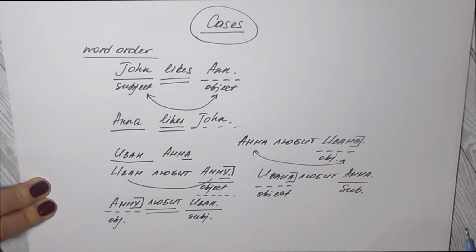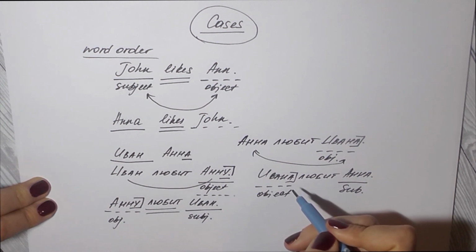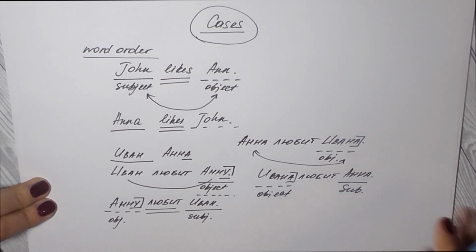You see? And by the way, this was the example of the accusative case. Accusative case, a form that an object of the sentence takes. So this was the first example that I showed you. And let's move on to the main part.